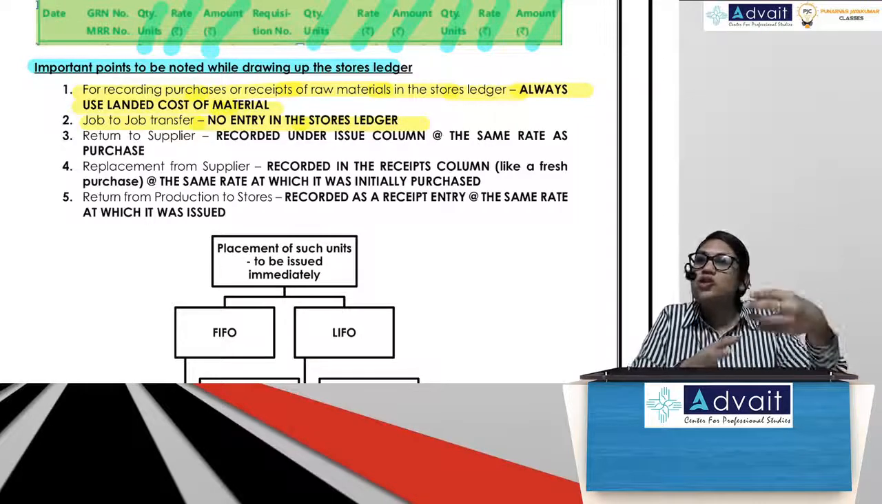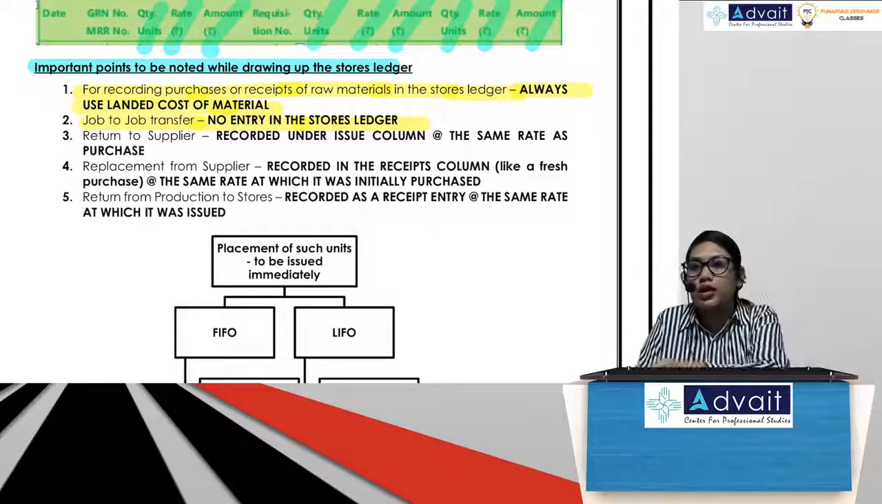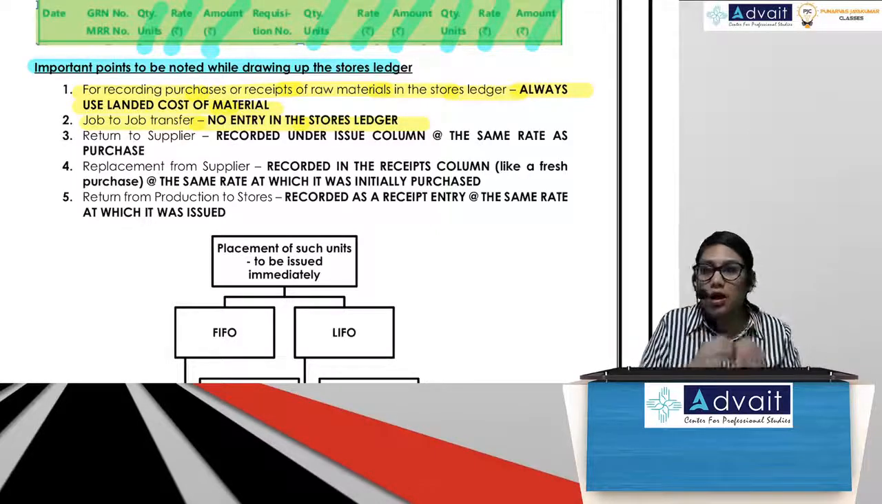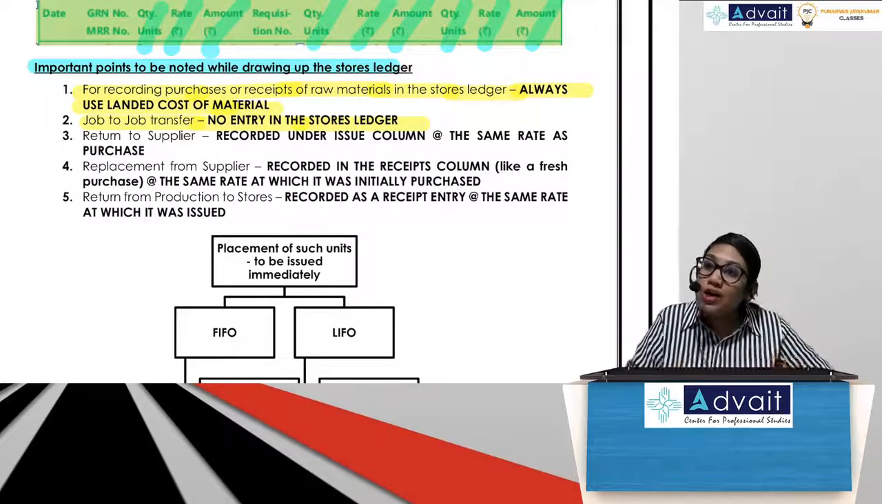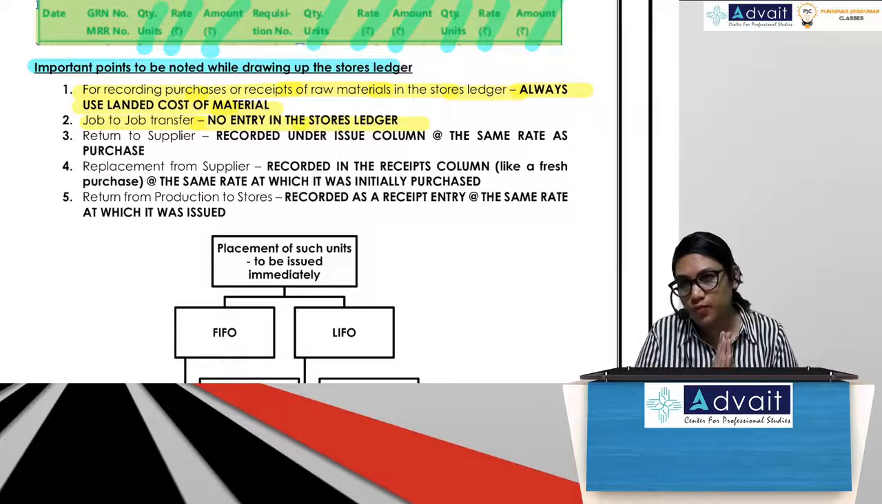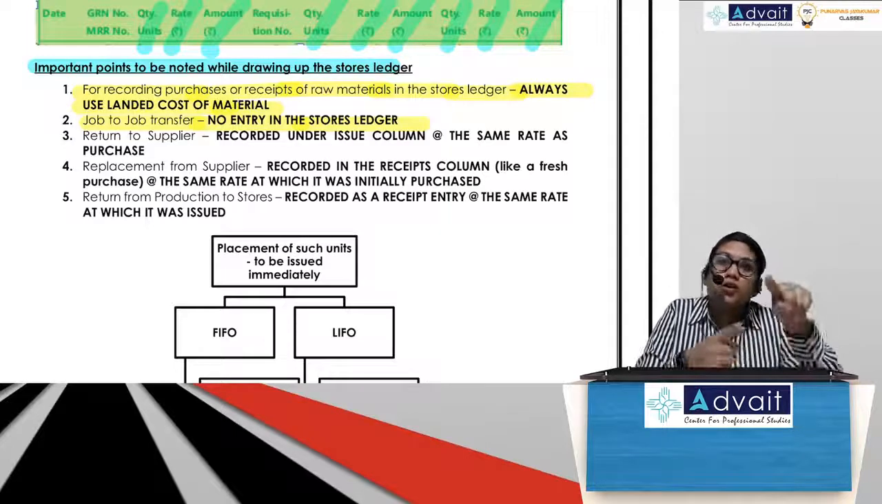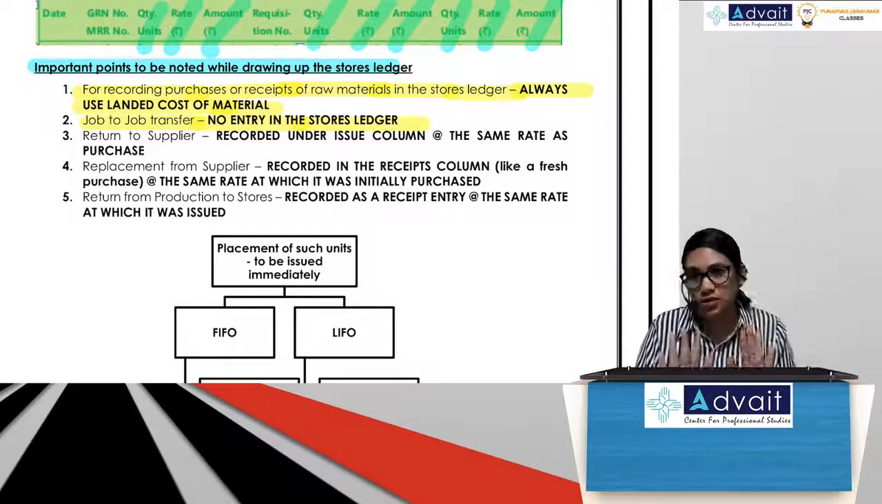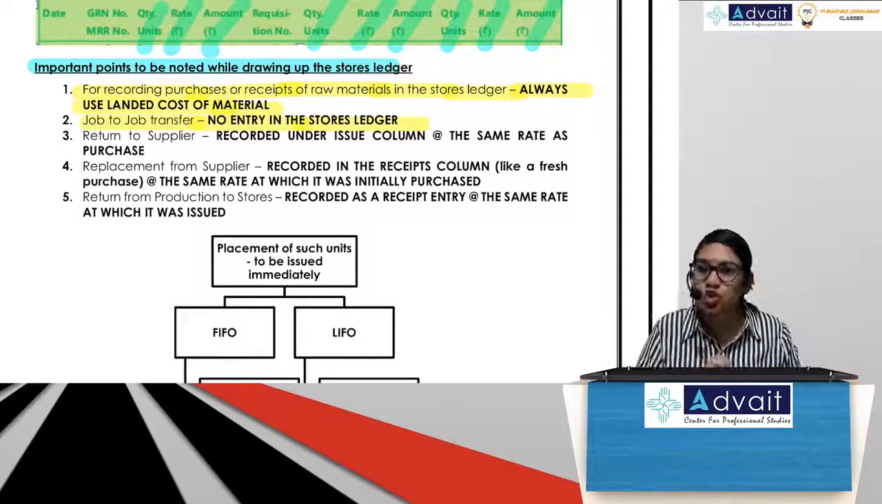So if job 1 has used 50 kgs of material out of the 100 kgs and gives the remaining 50 to another job, there will be no entry in the stores, because ultimately when 100 kgs was issued, the stores had already recorded 100 kgs in the stores ledger. Correct? So when a job to job transfer is happening, the stores will not record an entry. Maybe to make things more methodical and organized, the stores may mention it below that this job transferred so many kgs of material to this job. That's it. Just to keep a track of what is happening. But there will be no entry per se in the stores ledger.